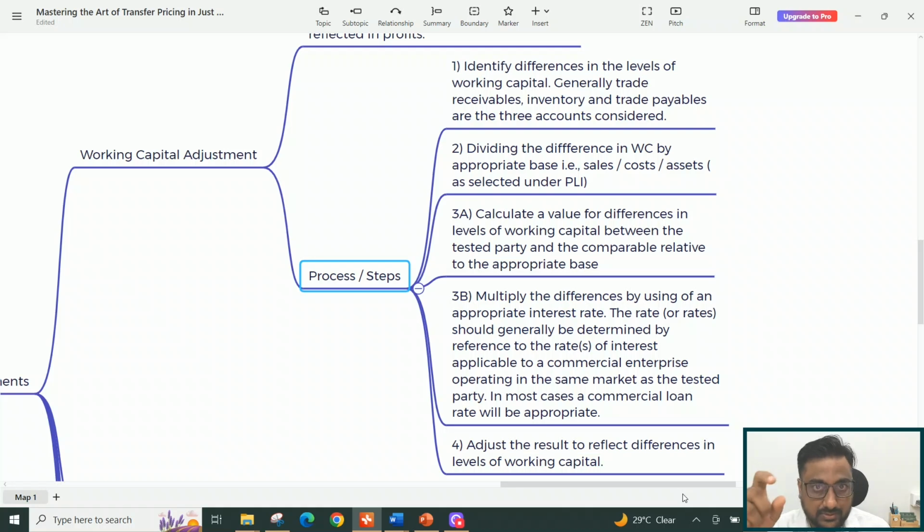from the OECD transfer pricing guidelines, which provides for working capital adjustment. From there you can understand how working capital adjustments are to be undertaken. They have also given an example of how to compute this working capital adjustment.